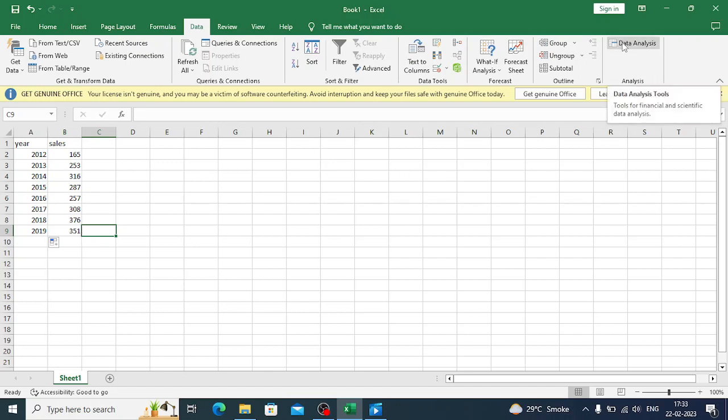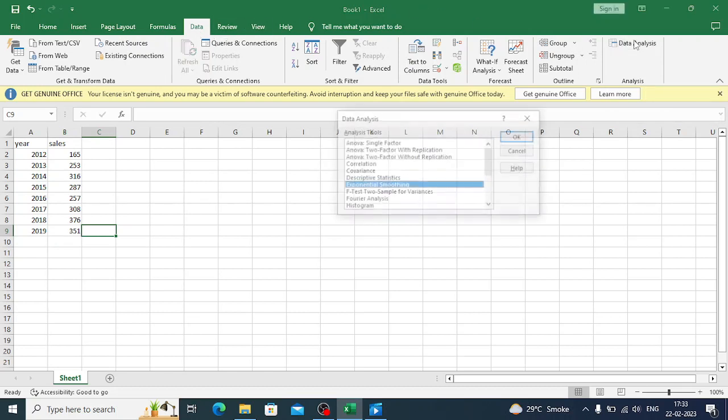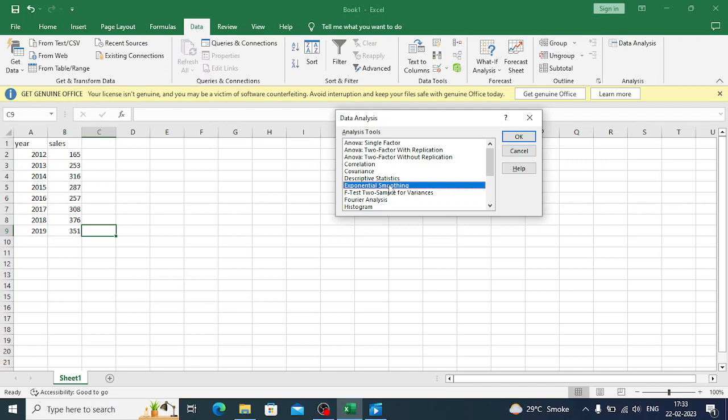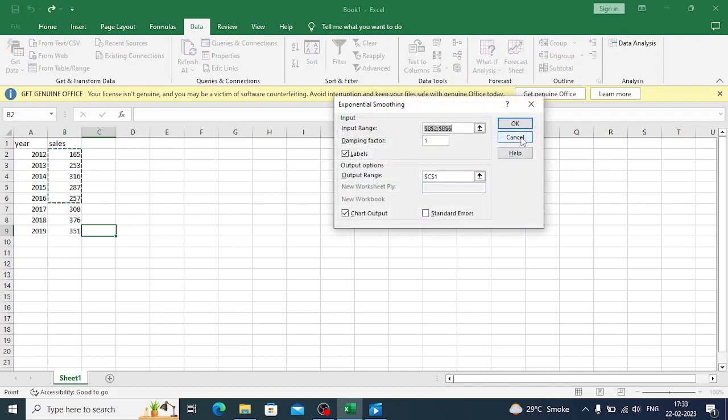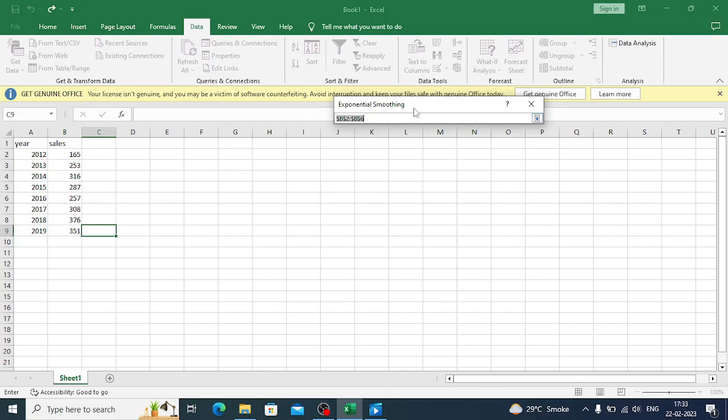Okay, now to go for time series we will go for data analysis. The data analysis tool is in Data Analysis. Go for exponential smoothing. Okay, now we have to define the input range. So the input range is going to be defined with only these cell values.